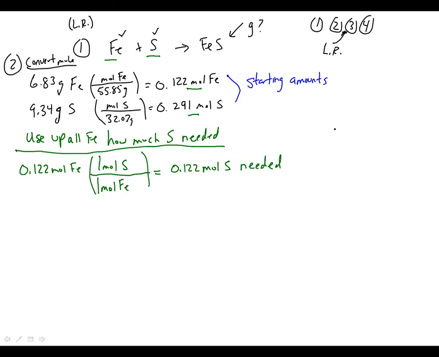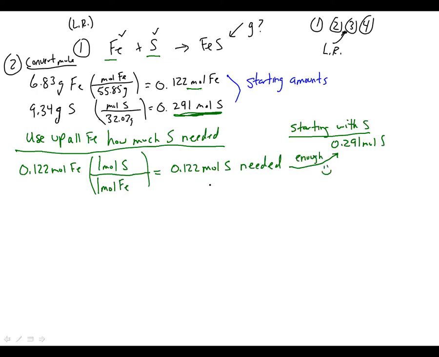So this is the part where you can figure out which one's the limiting and which one's the excess reagent by this number. This is how much sulfur is needed. How much sulfur am I starting with? I am starting with 0.291 moles of sulfur, which comes from over here. So when I compare these two, I need 0.122 moles of sulfur, and I'm starting with 0.291 moles. What I see is I have enough.